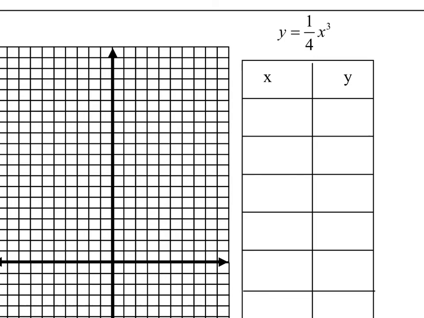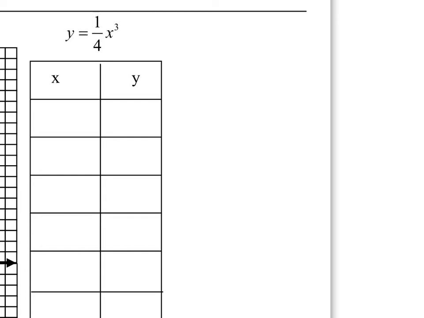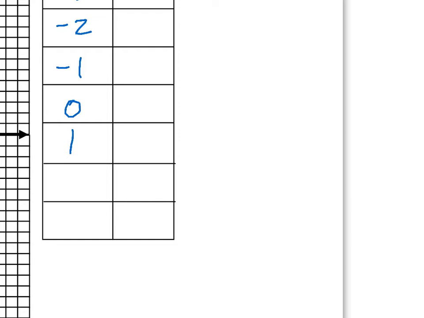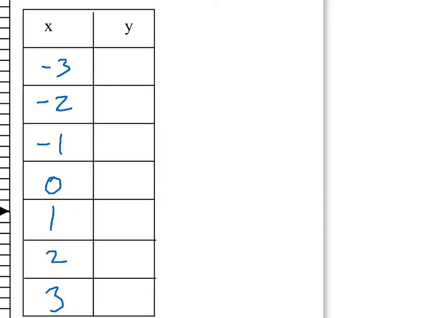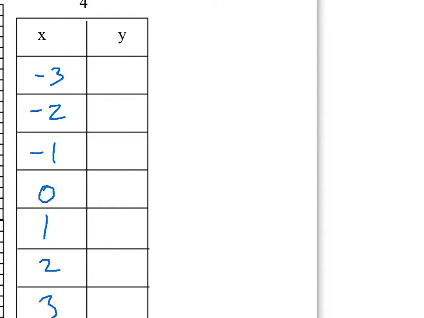All right, coming over to the other side. This one's going to be a little bit more difficult, so you need to be a little bit more focused here. We're going to plug in negative 3, negative 2, negative 1, 0, 1, 2, and 3. So our equation is 1/4 x cubed. So that's 1/4 times negative 3 to the third power.